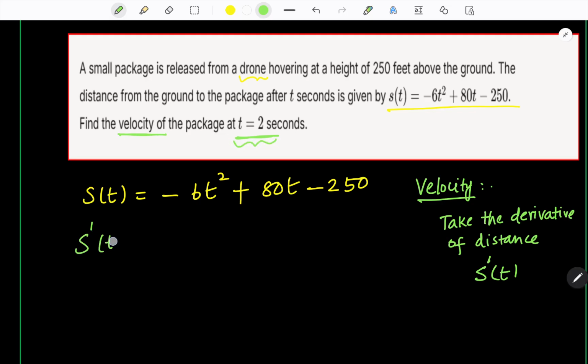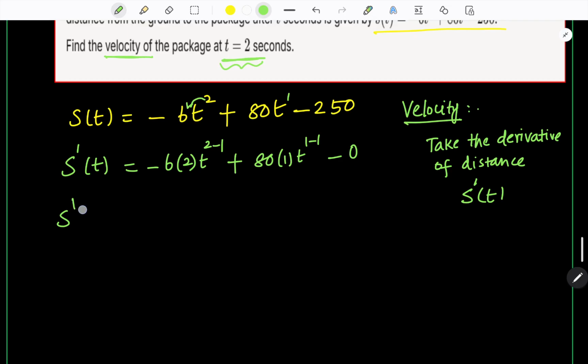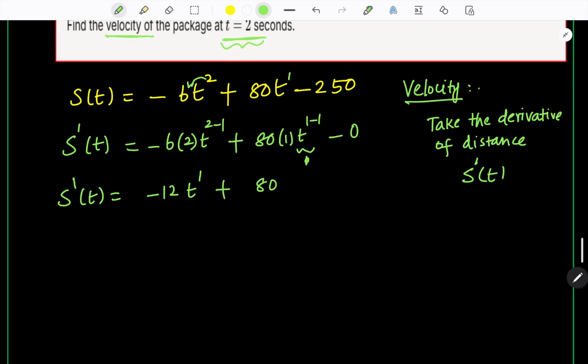So we are going to take the derivative of s of t. What is the derivative? Minus 6, 2 comes here, t to the power of 2 minus 1, plus 80. Here is 1, so 1 comes here, t to the power of 1 minus 1. And then 250 is 0. So s dash of t is equal to minus 6 into 2, which is minus 12, t to the power of 1, plus 80, because anything to the power of 0 is what? 1. Right. So this is your velocity. When you take the derivative of the distance, you will get velocity.